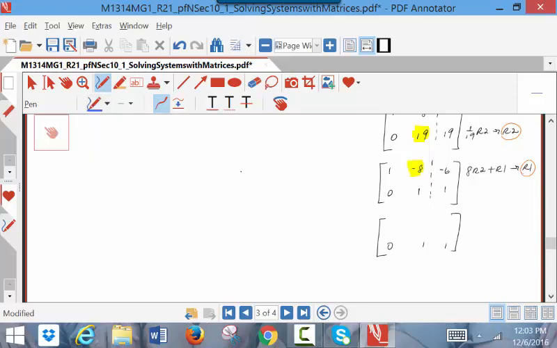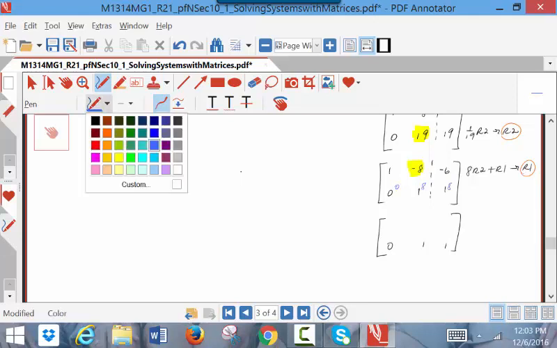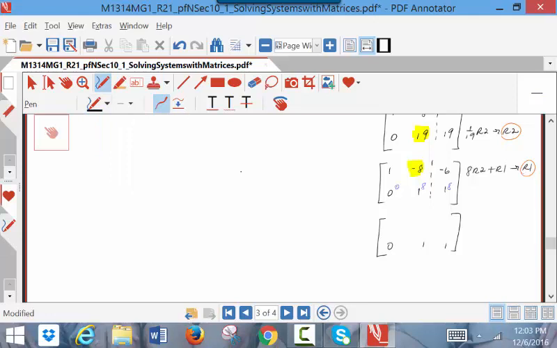8 times row 2. 8 times 0 is 0. 8 times 1 is 8. And 8 times 1 is 8. So I'm going to take row 1 and add it to row 2. 1 plus 0 is 1. Negative 8 plus positive 8 is 0. There it is. Negative 6 plus 8 is 2. We got it. We are currently in reduced row echelon form.